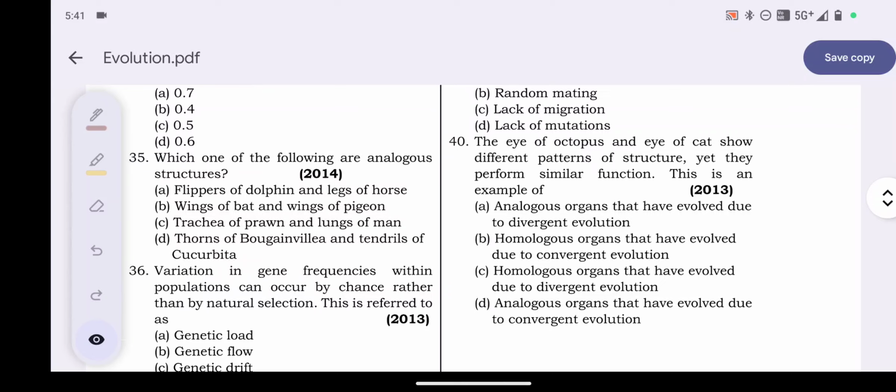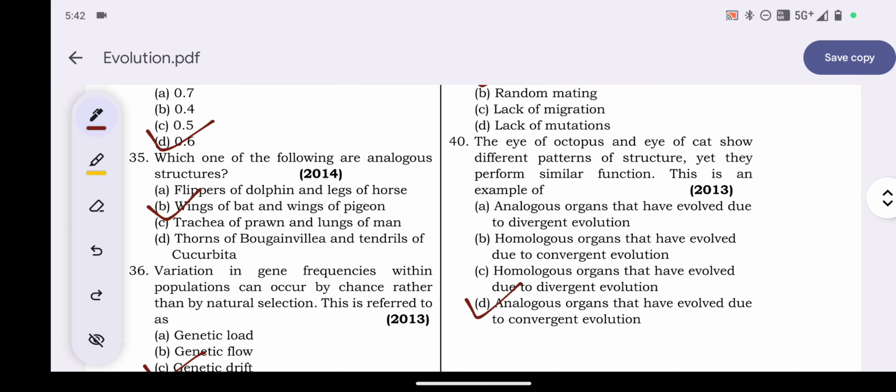Which one is correct? According to the options, the answer will be option D, analogous organs that have evolved due to convergent evolution. Explanation. The eye of octopus and eye of cat are structurally different but perform the same functions of vision or sight. Organs which are structurally dissimilar and functionally similar are called analogous organs. They lead to convergent evolution, that is, in different organisms, structural modification is due to similar habitat.